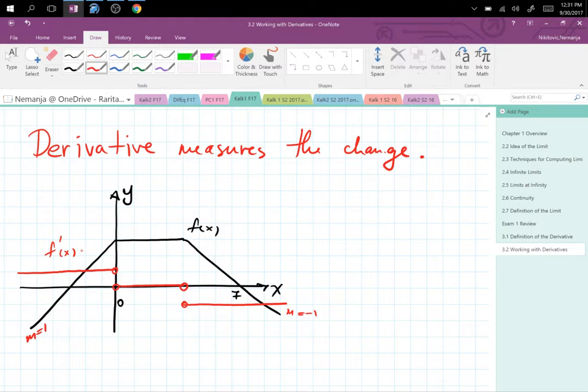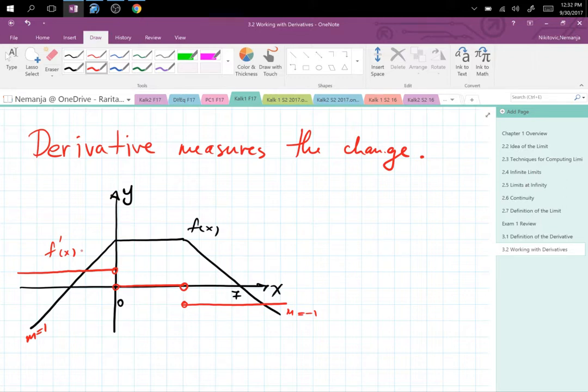So if I am to look just at the derivative, let's say there is no function, no black line at all, I would know that up to 0 the function is increasing. I would know that the function is constant between 0 and 4, and that the function is decreasing afterwards. I wouldn't know the values of the function, but I would know the general shape, and then I get to move that one up and down with the plus minus c.